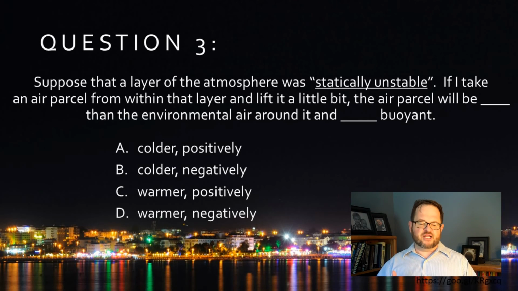Question 3. Suppose that a layer of the atmosphere was statically unstable. If I took an air parcel from within that layer and I lift it up a little bit, if I nudge it a little bit, the air parcel will be blank than the environmental air around it and blank buoyant. Colder or warmer than the air around it and positively or negatively buoyant. Make a choice from those four combinations and get a little feedback before you move on to question 4.